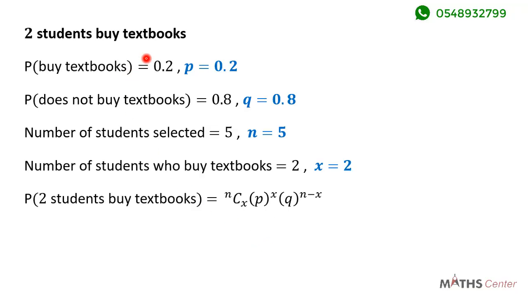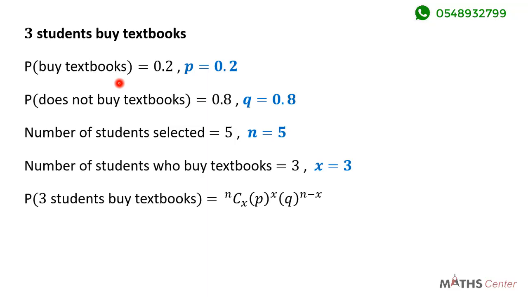2 students buy textbooks. If 2 students buy textbooks, then the number of students who buy textbooks is equal to 2. So X is equal to 2. We have the values of P, Q, and N here. You substitute them into the formula. When you do that, you have 5 combination 2, 0.2 exponent 2, 0.8 exponent 3. And this gives us 0.2048. Let's consider the next condition.